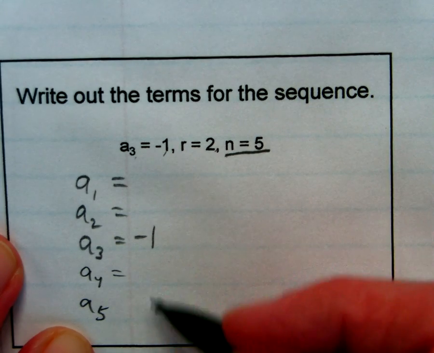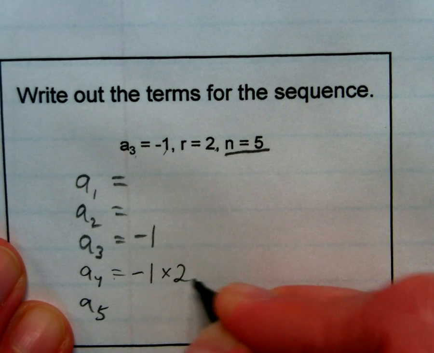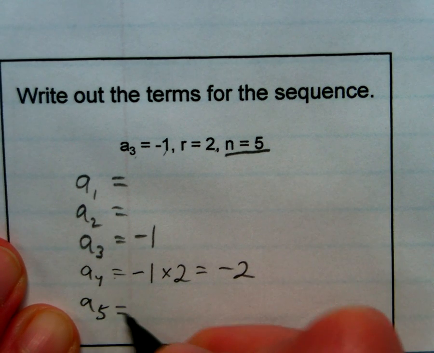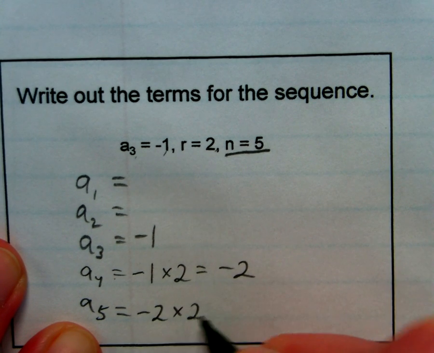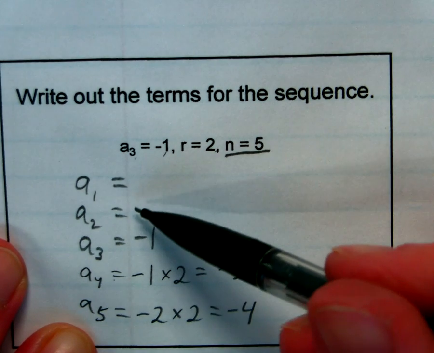So I like to go forward first. So to get the 4th term, I would take -1 times 2, which is -2. And then to get A5, I would take -2 times 2, which is -4. So going backwards, it's a little interesting.